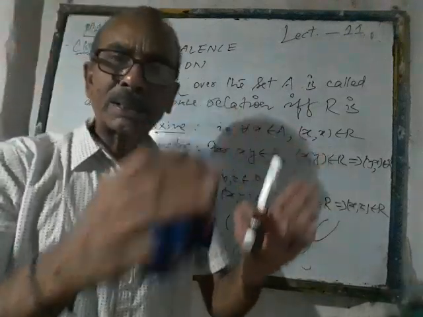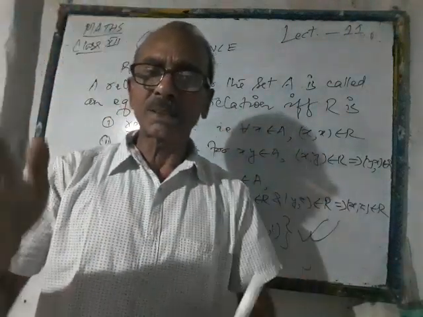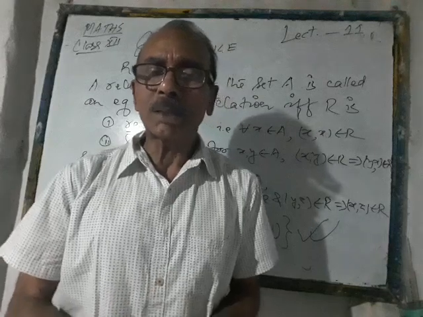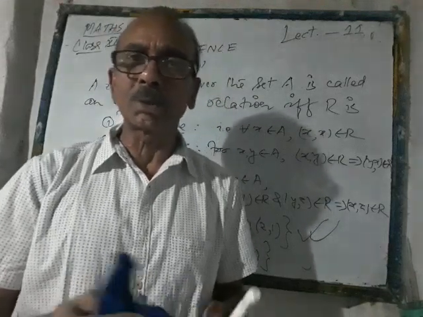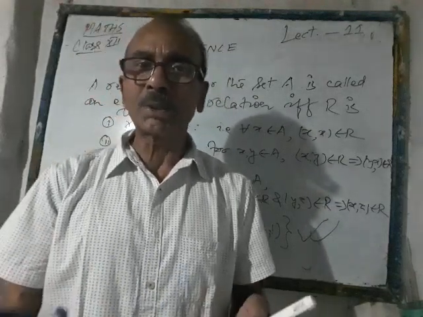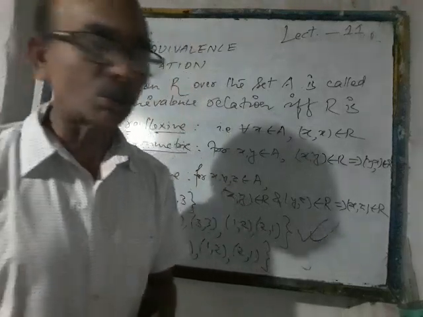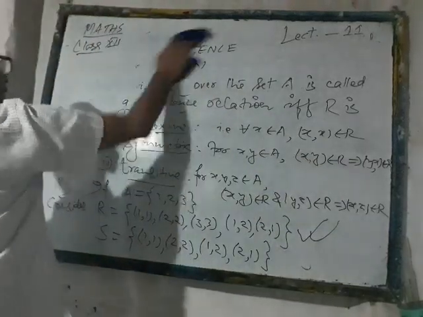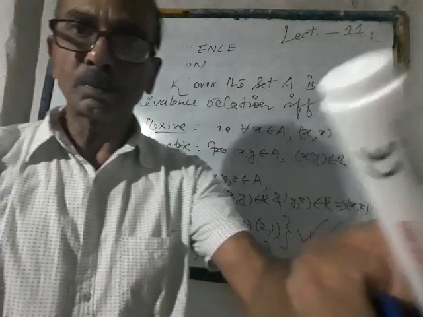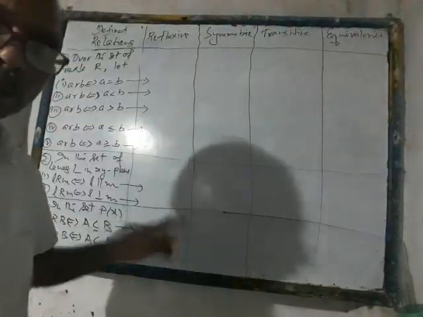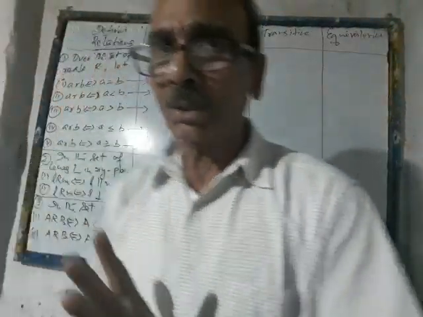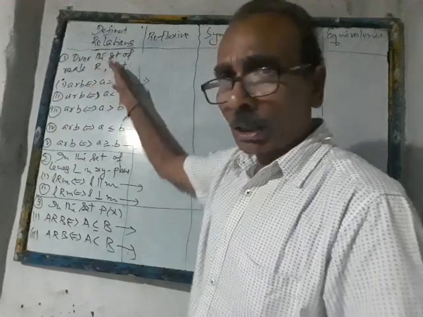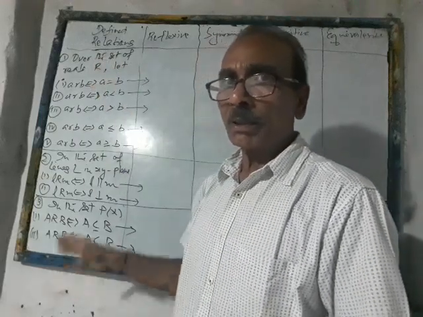So I will make a table or a chart with various relations to observe which one is reflexive, which one is symmetric, which one is transitive, and which one may be termed an equivalence relation. Just watch. Now just see the examples I have given over there. A lot of relations have been defined over the given set.